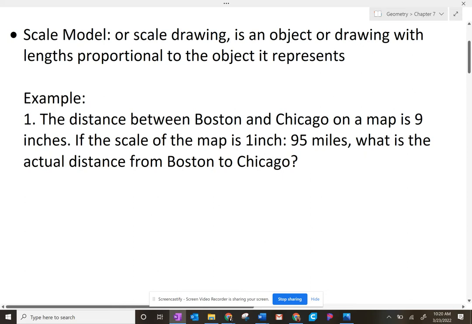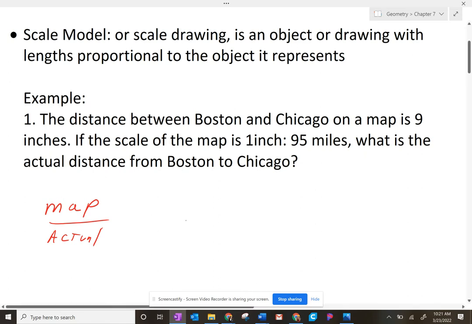So that's what we're going to be using these scale models for. It says the distance between Boston and Chicago on a map is 9 inches. And it says the scale of the map is 1 inch is 95 miles. What's the actual distance? The way we set these up, just like the way we've been setting up all the other proportions, I'm going to give it a label. On the top I'm going to say is my map scale, and on the bottom, I'm going to put the actual distance.